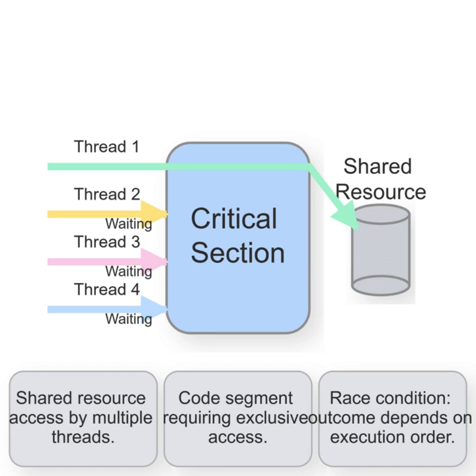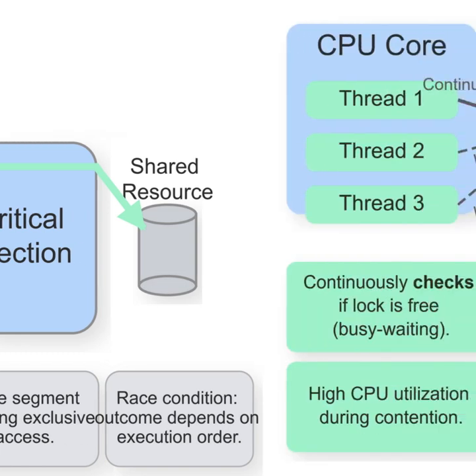Imagine two threads trying to increment a counter at the exact same moment. Without proper synchronization, you might lose an update, leading to incorrect results. That's why managing these critical sections is, well, critical.